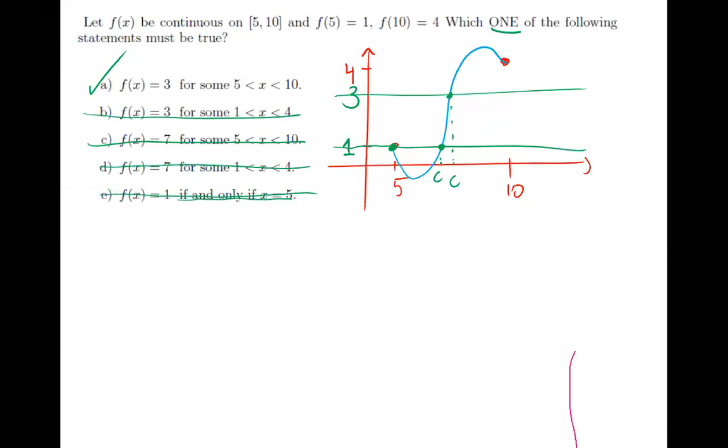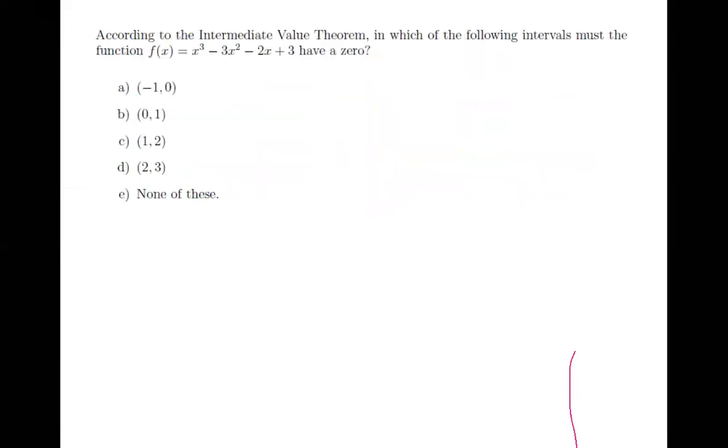Okay, let's see, because I'm still in chapter 1, but chapter 2 was easy, right? Just derivatives. Okay, let's actually look at this question too. According to the intermediate value theorem, in which of the following intervals must the function f of x have a 0? Okay, that's what we have.